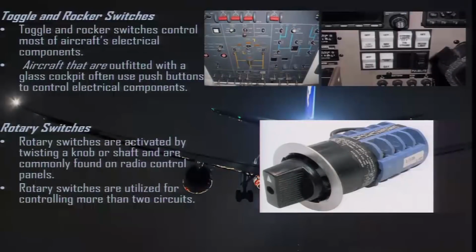Now, toggle switches and rocker switches. In this diagram you can see these are the toggle switches, various types of toggle switches, and these are the rocker arm switches. Toggle and rocker switches control most of the aircraft's electrical components. Aircraft which have a glass cockpit are generally using push buttons to control electrical components. Rotary switches. Rotary switches are activated by twisting a knob or shaft and are commonly found on radio control panels. Rotary switches are utilized for controlling more than 2 circuits.